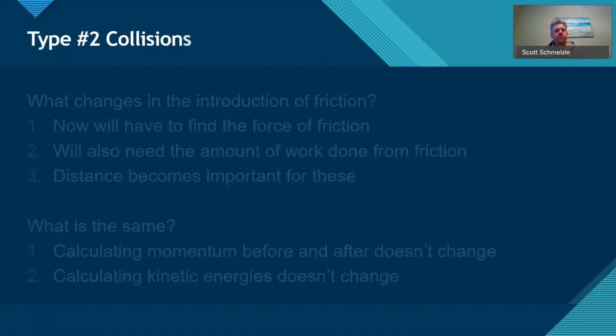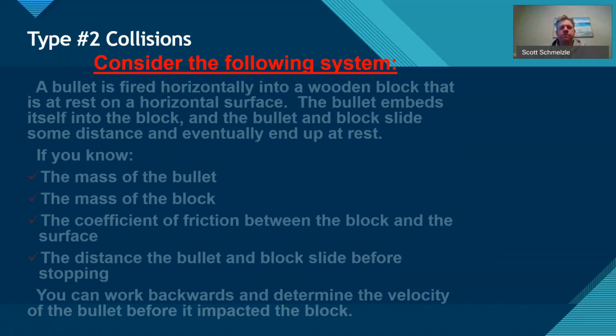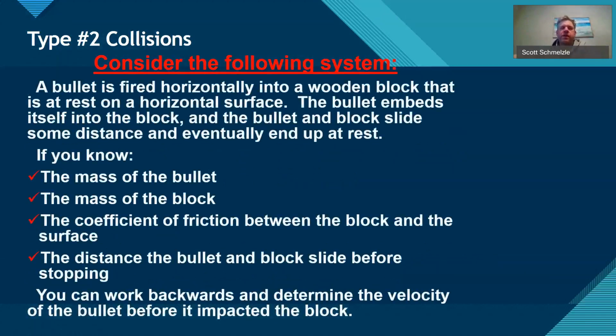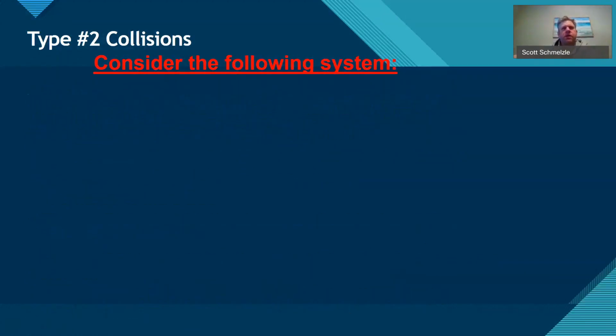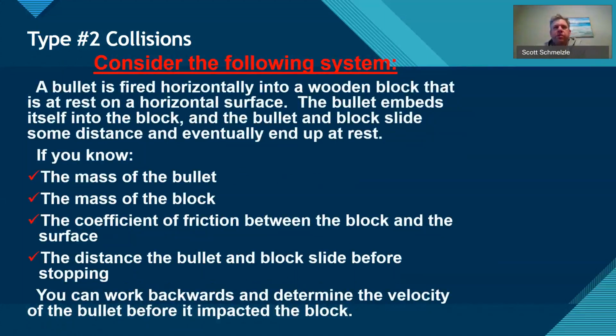All right, so here we go. A bullet is fired horizontally into a wooden block that is at rest on a horizontal surface. The bullet embeds itself into the block, and the bullet and block slide some distance to eventually end up at rest. So, a couple of things that you can be aware of, all right?